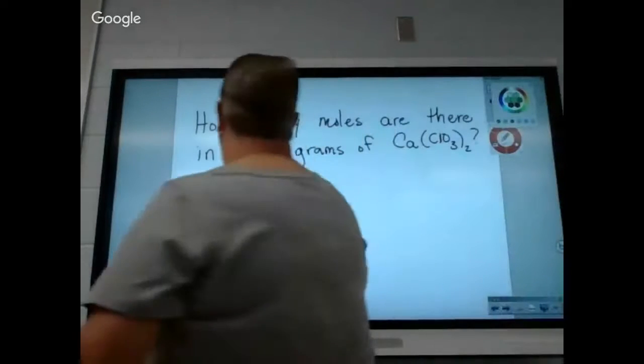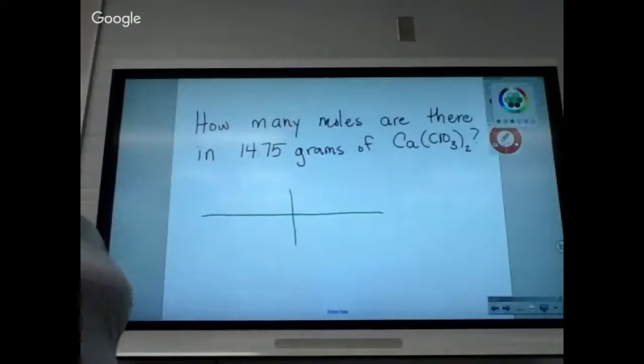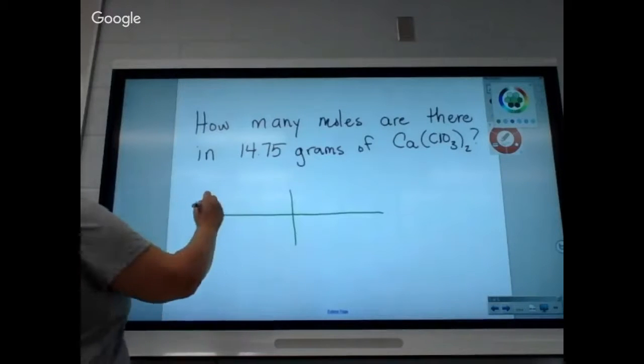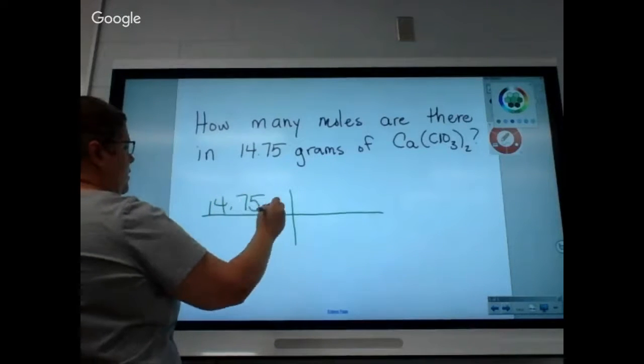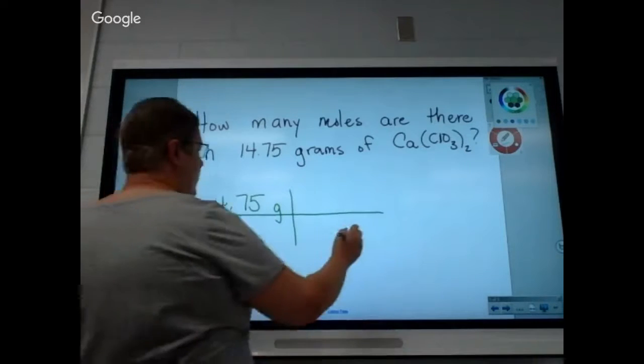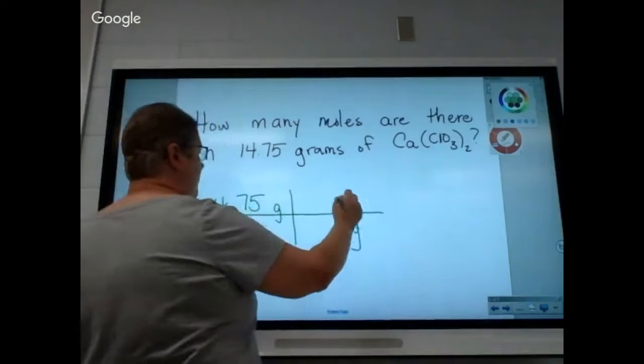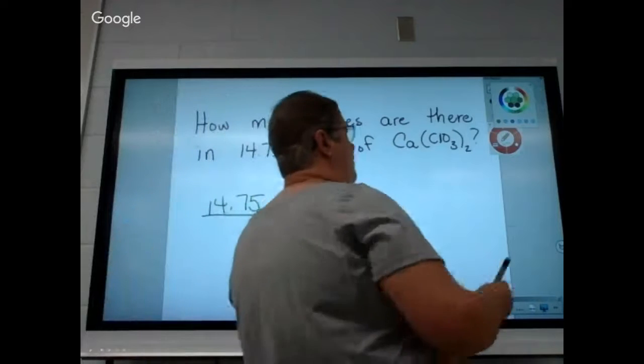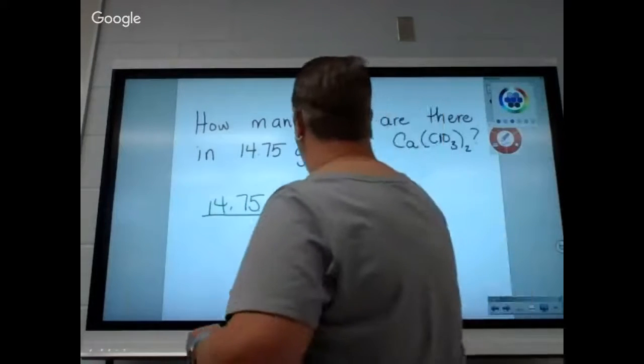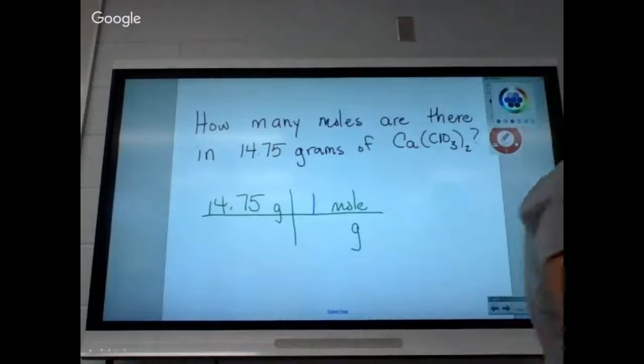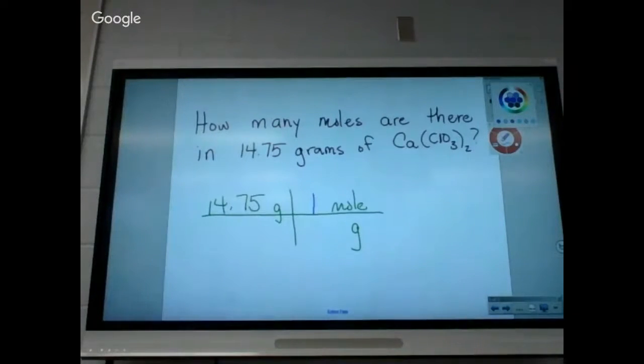Draw your little chart. All right, I got a chart. What do I do next? You write 14.75 grams. So what goes on the bottom? What goes on top? All right, what do we remember goes beside moles? Exactly, because we said everything would be a 1 beside moles until we learn to balance equations. And we're getting there. We're just not there yet. So moles are still going to be a 1.